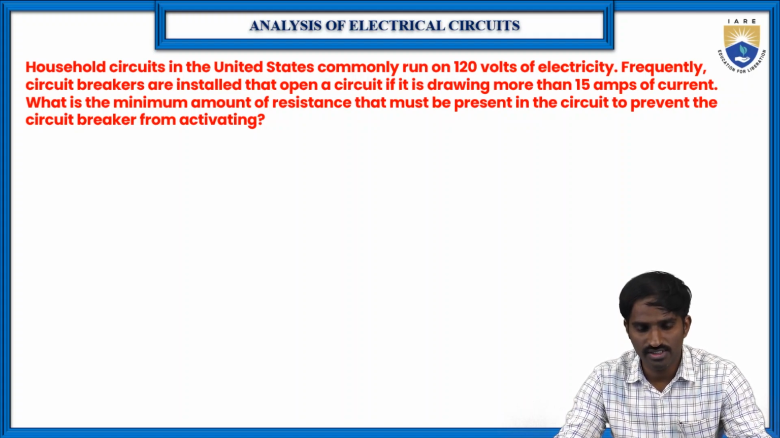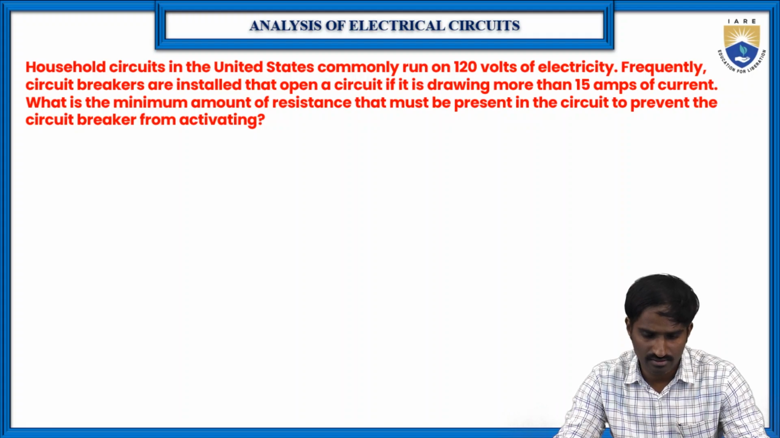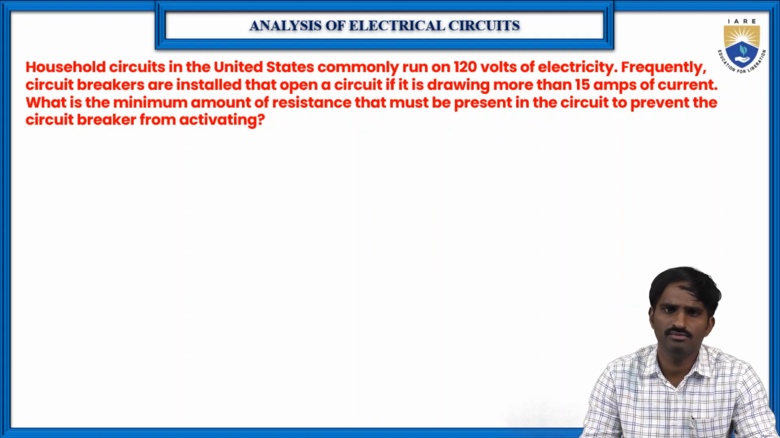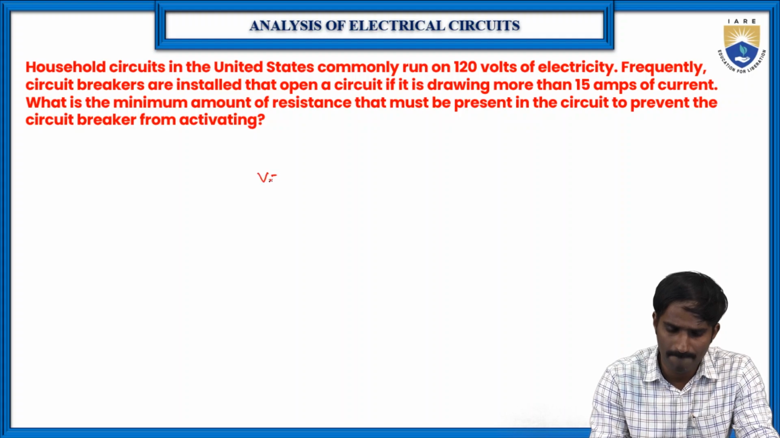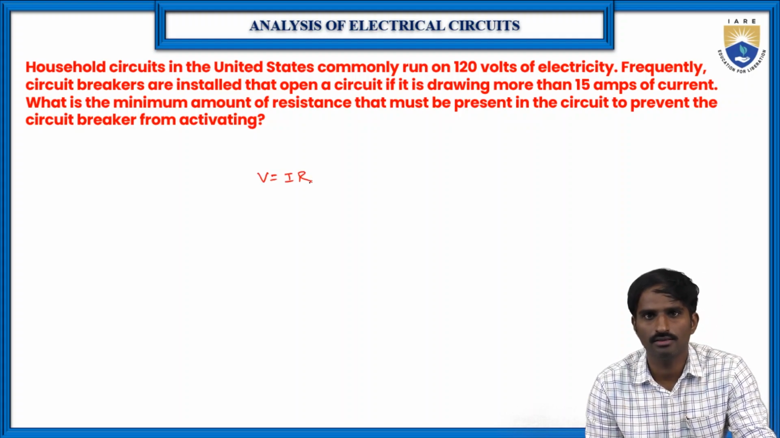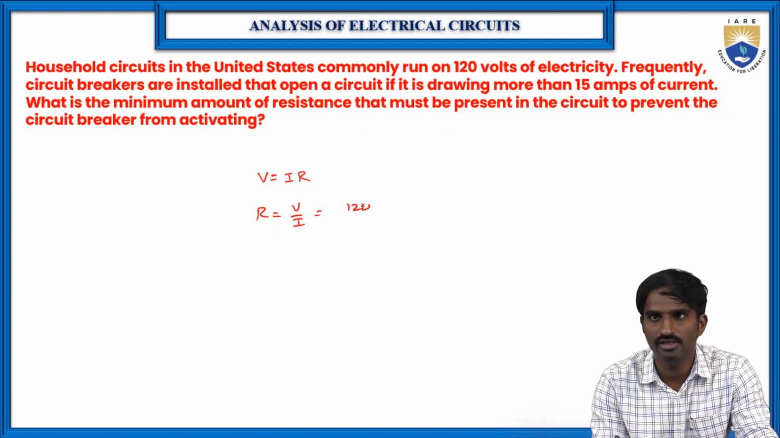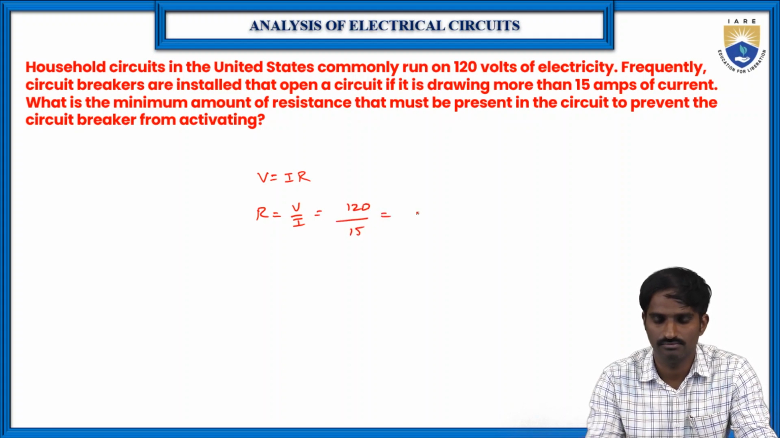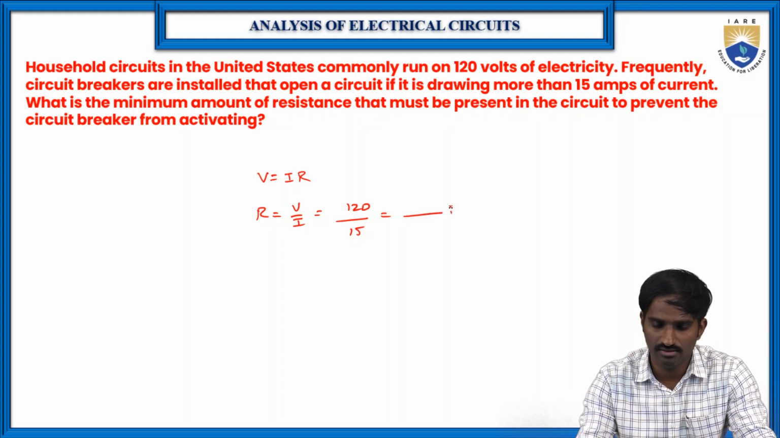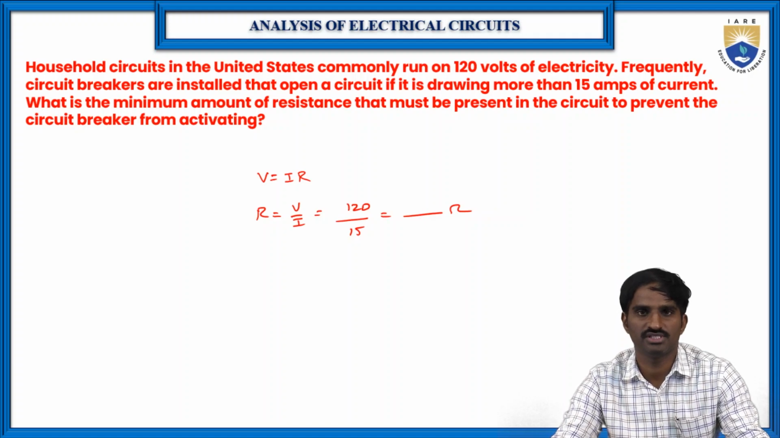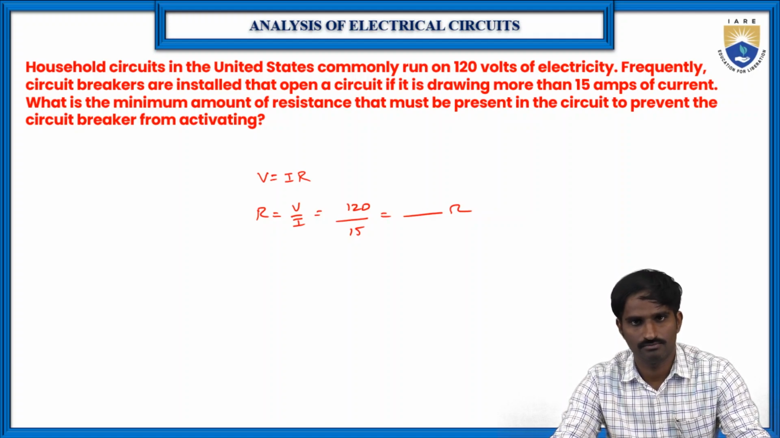Then here, what is the minimum amount of resistance that must be presented in the circuit? Again the same thing: V is equal to I into R. Here we need to find R, so R is equal to V by I. Here V is 120 and I is 15. Then you will get the minimum amount of resistance that must be presented in the circuit. Fine.